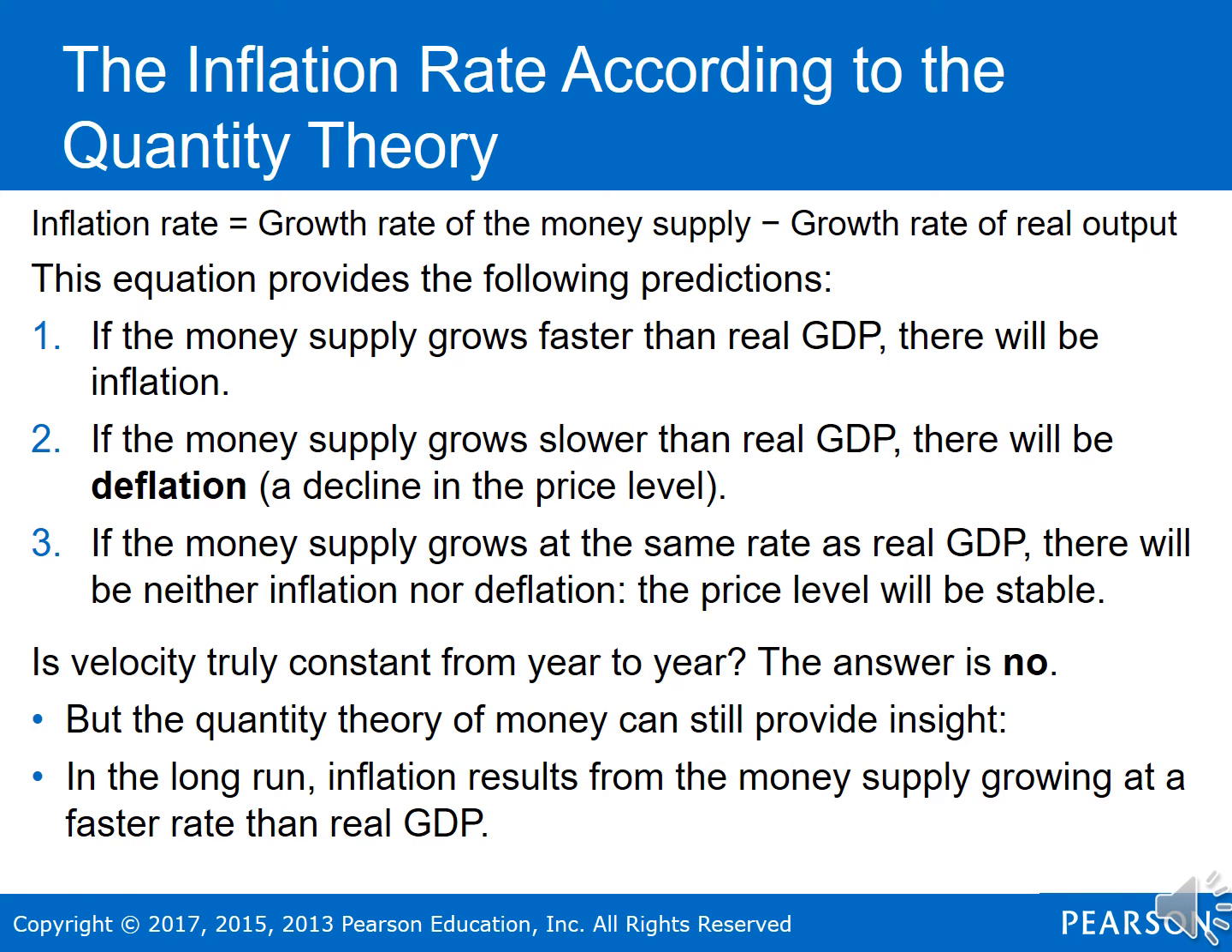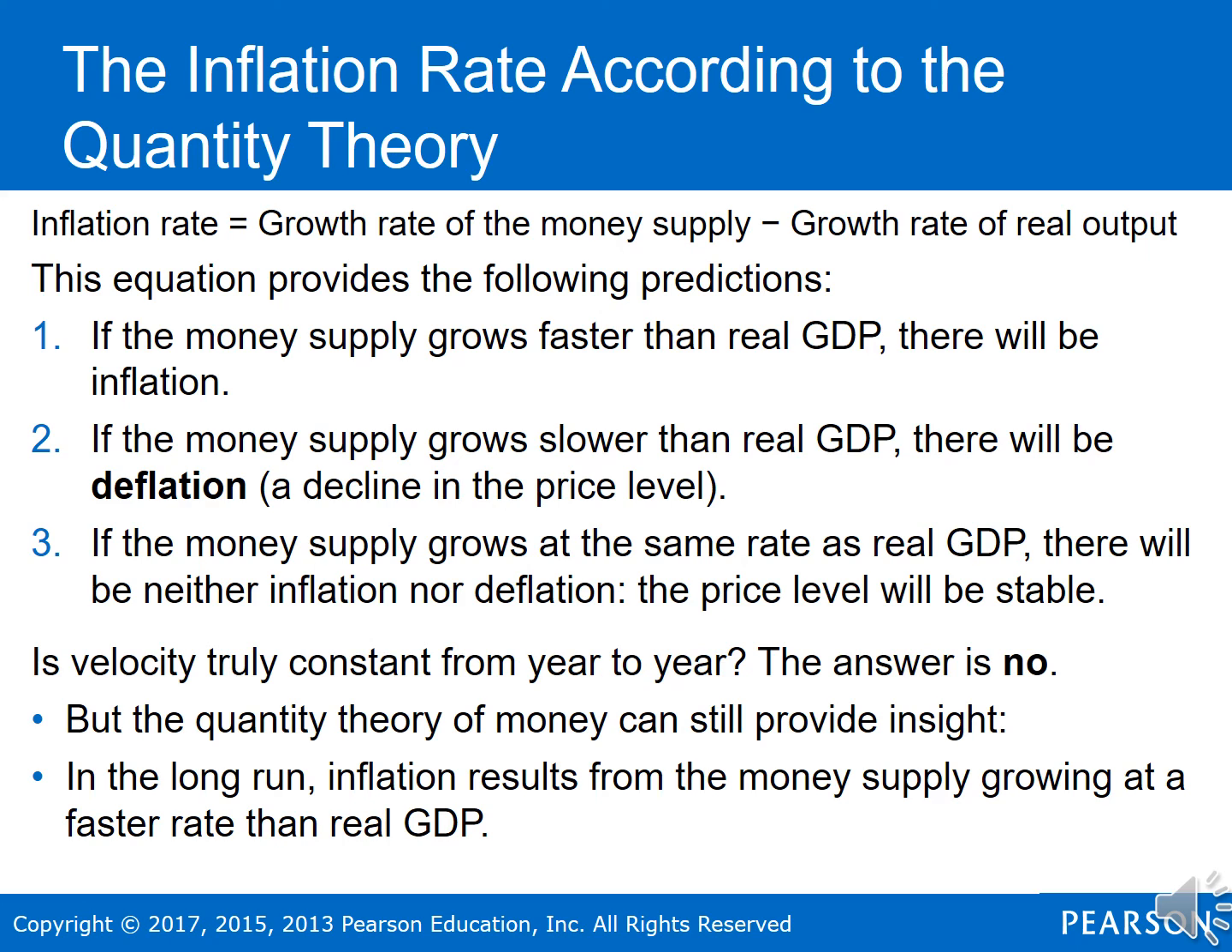So if this holds true, this equation provides us the following three predictions. The first is that if the money supply grows at a faster rate than real GDP, we're going to experience inflation. The price level is going to increase. Two, if the money supply grows at a slower rate than real GDP, there will be deflation. The price level will decrease. And three, if the money supply grows at the same rate as real GDP, the price level will be stable over time, and we will experience neither inflation nor deflation.